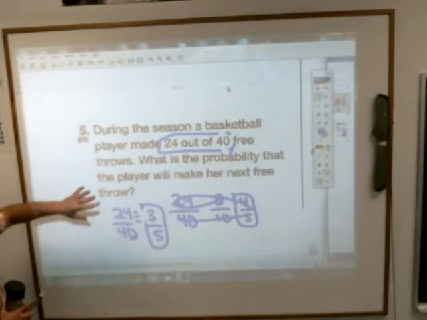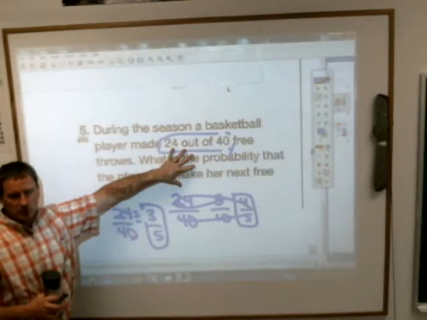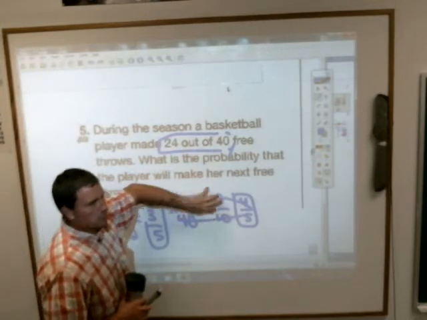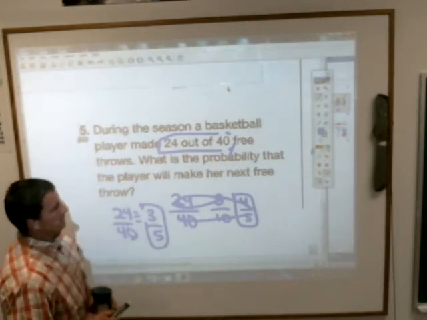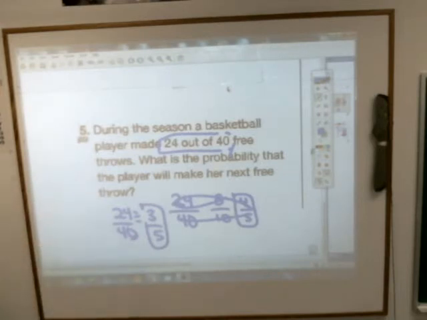But there's no magical formula on this. You just know that probability is how many over total. And this one you can't draw the, there's no ratio box or fraction box or whatever box.